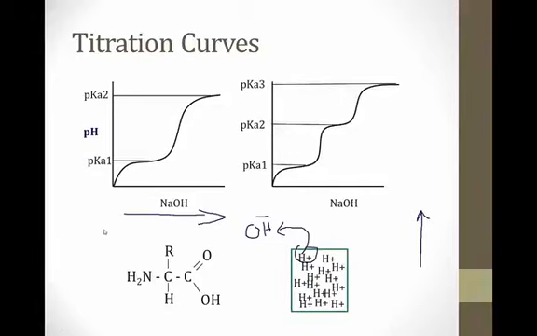As you can see in this curve I've shown on the left side of the screen here, as you add sodium hydroxide, the pH starts to rise, like in this portion right here. However, when you reach the pKa of one of the parts of the amino acid, the curve starts to flatten out. Why does that happen?